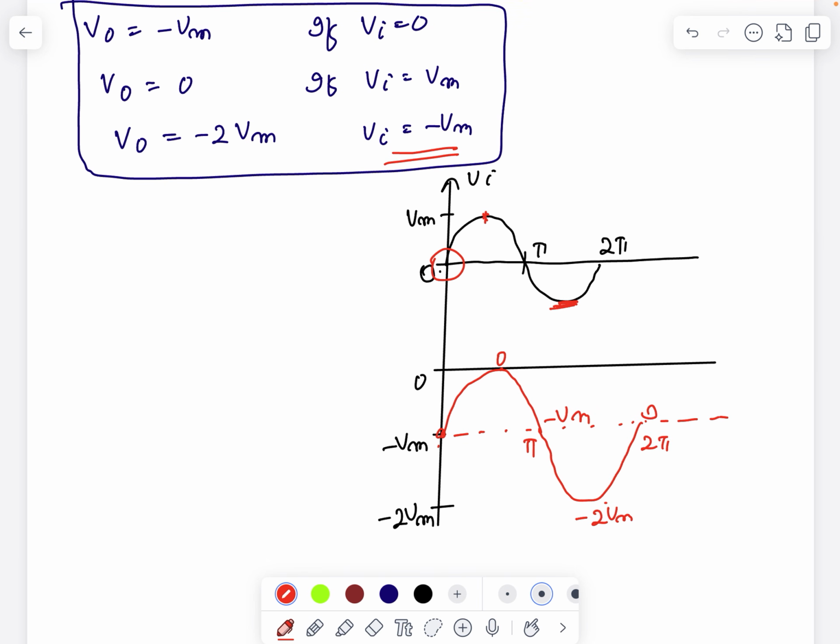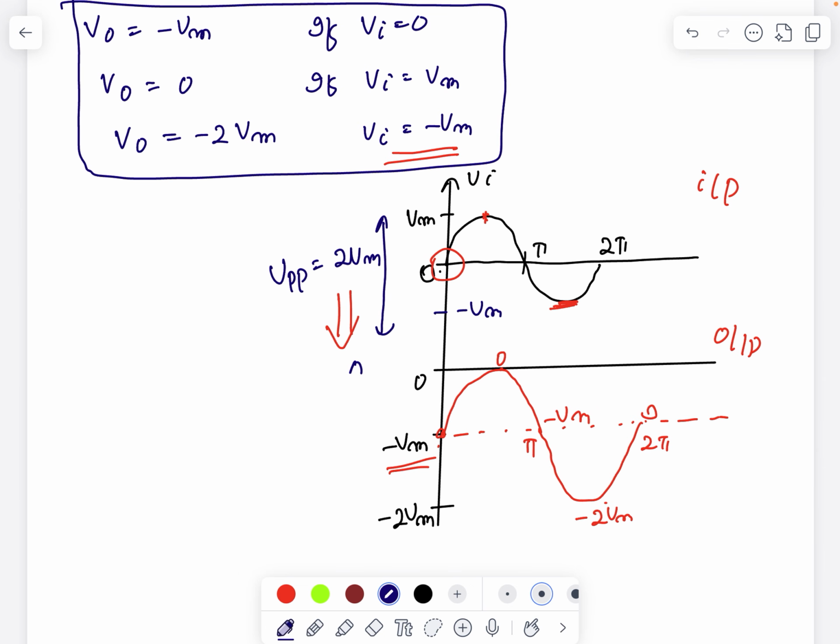If you look carefully, previously the input waveform started from 0, and now the output waveform starts from minus Vm. That means the input waveform is shifted downwards. You can also find the peak to peak voltage. For the input, Vm and minus Vm give 2 Vm. The peak to peak voltage is 2 Vm.